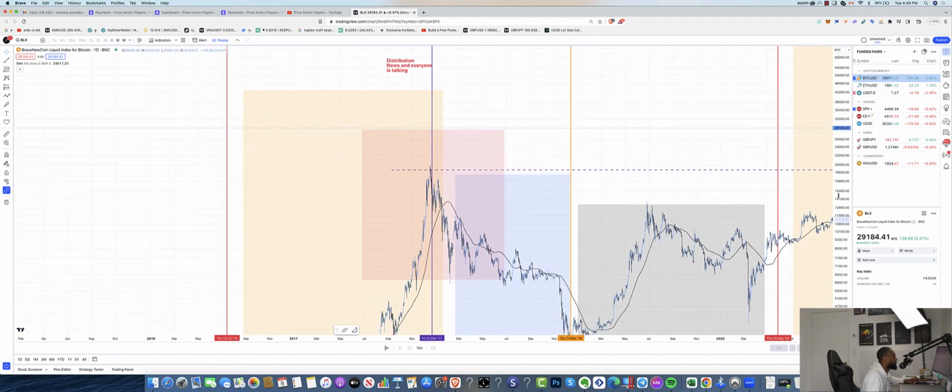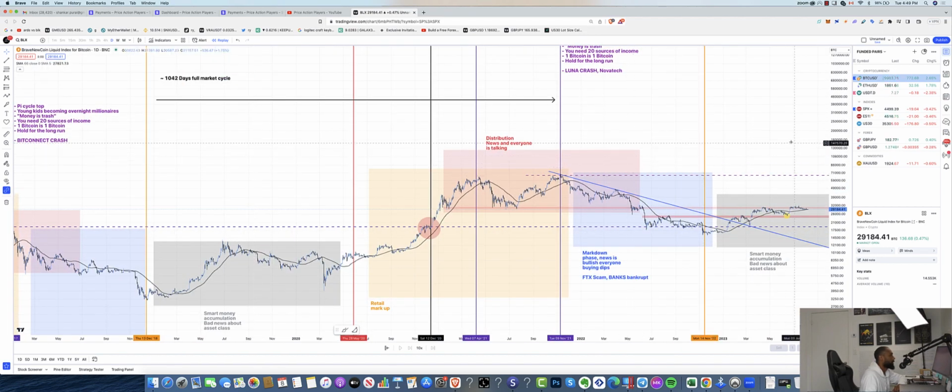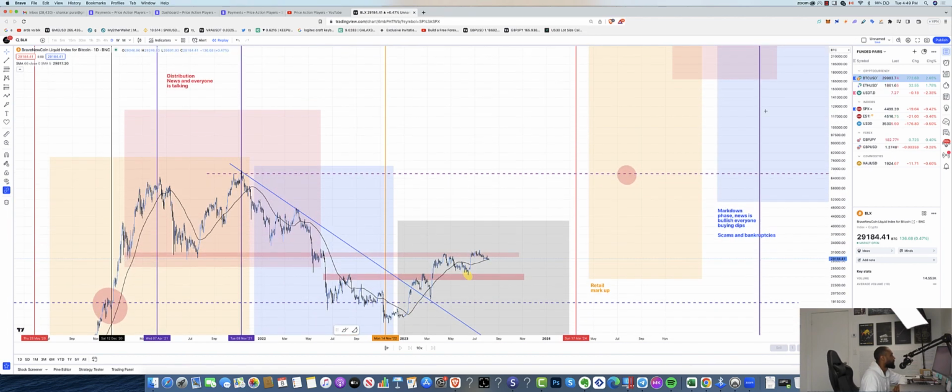And if we look at the previous cycle from the halving to when it broke the high, it was about, yeah, the same amount, 200 days. So we're right on track for the next bull market. We're looking to break the highs after the Bitcoin halving. So look for the Bitcoin halving.